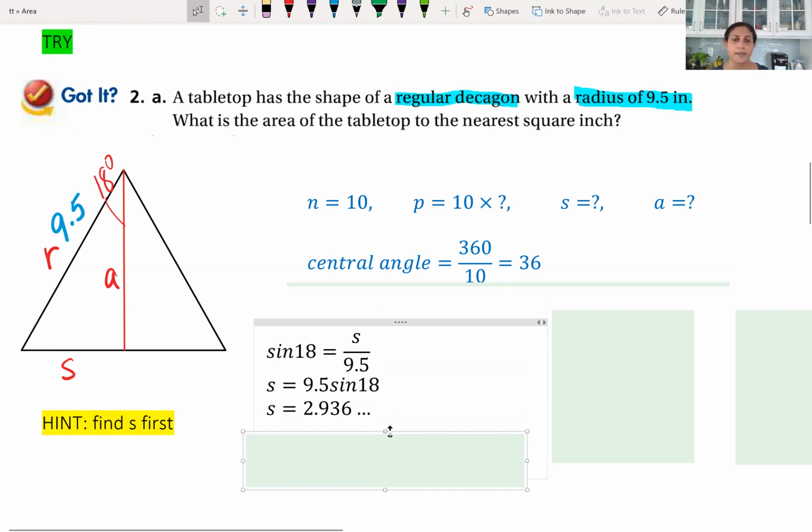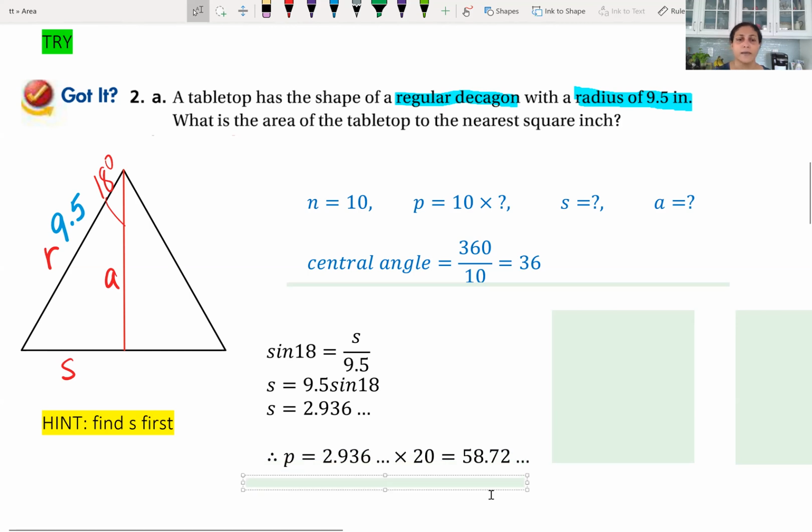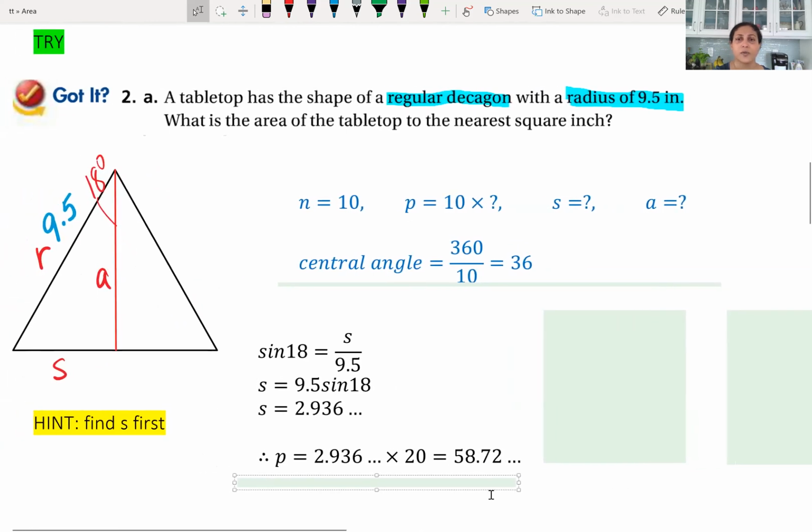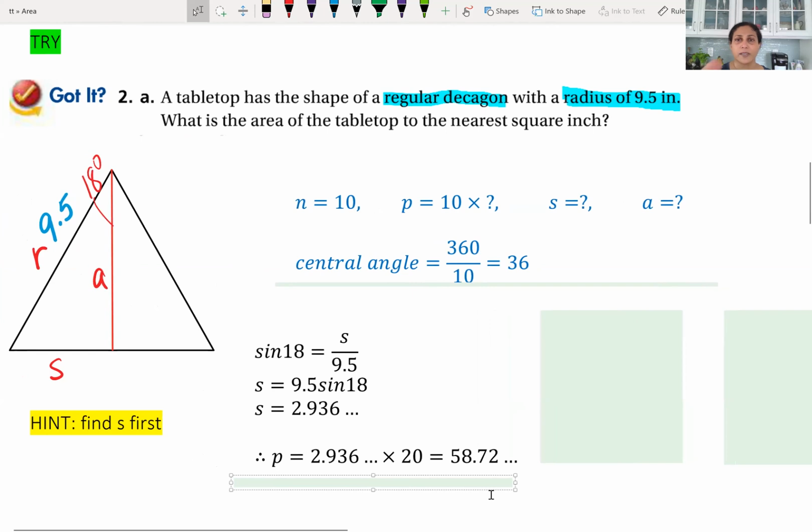Remember, you can carry it in your calculator. Do not round anything. Just leave it in your calculator the way it is. So after you have found the side, you're going to multiply it by 20 because this is a 10-sided figure. And that is our perimeter.